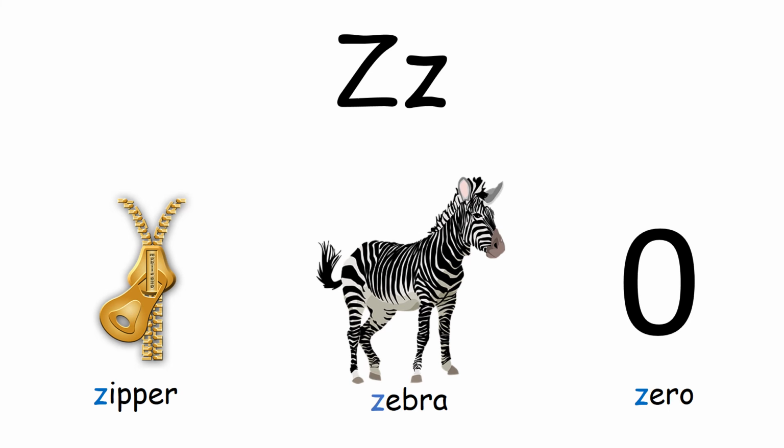That's good. So letter X sounds as X. Y sounds as Y. Z sounds as Z. Repeat. Give the sound. Good job. Don't forget the sounds.